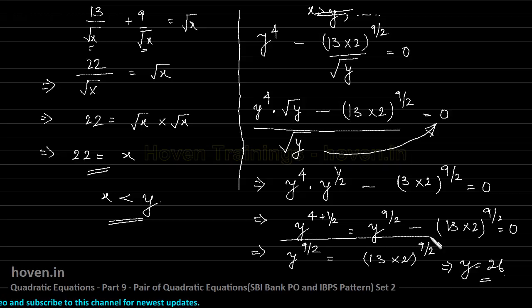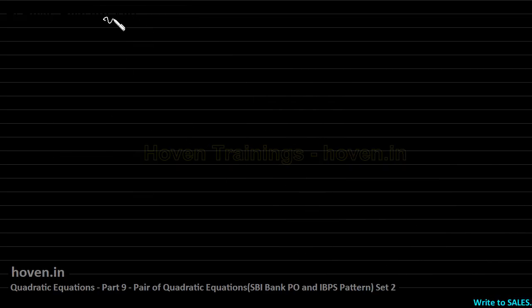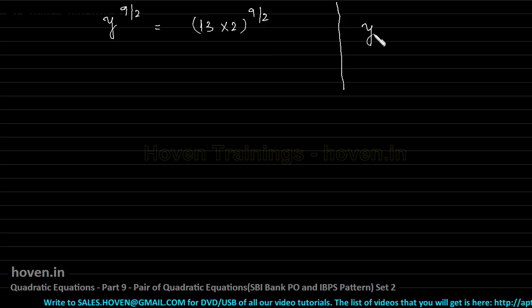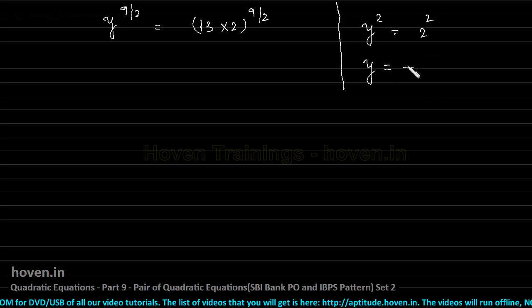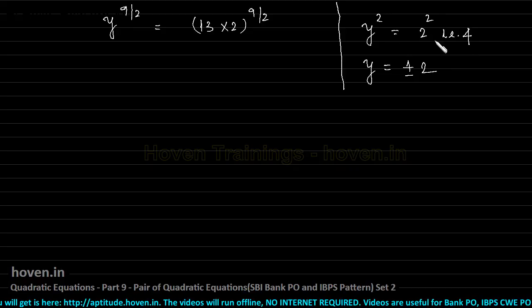Now, I want you to have a look at this part once again. I will write this on another page so that I can discuss this separately. I had this one, y raised to the power 9 by 2 equal to 13 into 2 raised to the power 9 by 2. I simply said that powers are same, so bases should be same. Look, this will not work every time. For example, if it had been y square equal to 2 square, in that case, y would have been equal to plus minus 2. So you can obviously see plus 2 square is also 2 square, that is 4. And minus 2 square is also 2 square equal to 4. Now why I did not take the minus sign in this case?